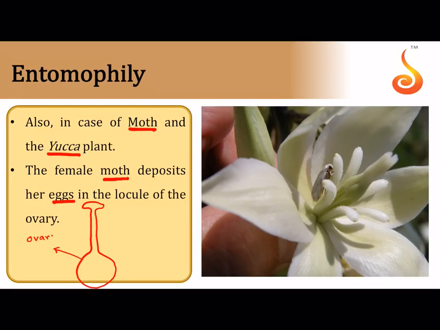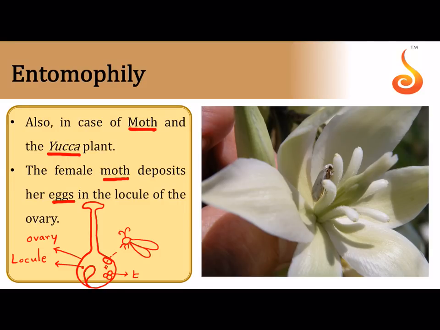You all know that the ovary is the expanded portion. The chamber inside the ovary is called the locule. Ovule is sitting inside the locule. Now the moth comes over here. Okay, now the moth has reached the ovary of the flower. What is she carrying with her? Now before that, what she does is she will make a hole in the ovary. Inside the hole, she will deposit her eggs.